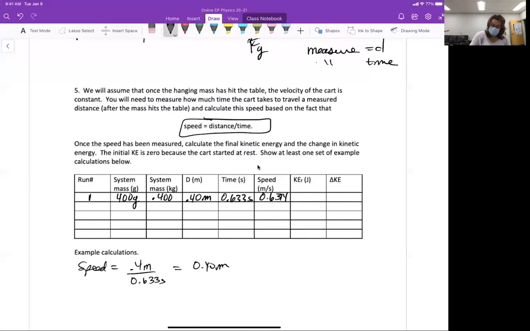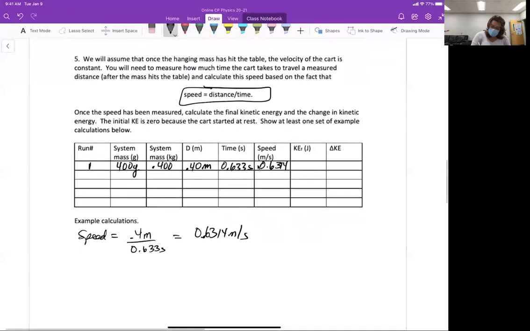Oh, no, what am I doing? I'm copying the wrong thing. I found that to be 0.314 meters per second. Sorry, 0.634. Okay, one last thing. If you needed to see the distance, which I found to be 40 centimeters, 100 centimeters equals 1 meter, and that's how I got 0.4 meters.